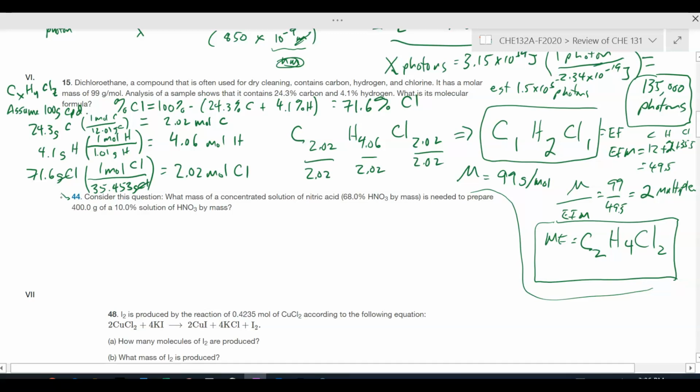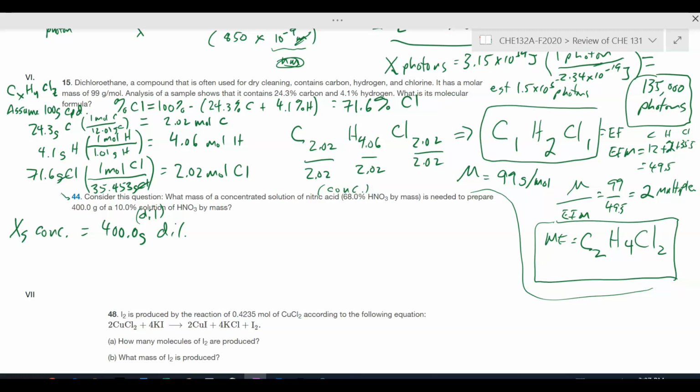We're trying to figure out the mass of the concentrated solution. So I'm going to say CONC. I'm not even going to put nitric acid there. I'm just going to say CONC for concentrated solution is equal to 400 grams of, I'm going to say DIL for the dilute solution. So this is the concentrated, and this is dilute. And that's just a relative term. Dilute means less concentrated. In this case, we're looking at a concentrated and a dilute solution.